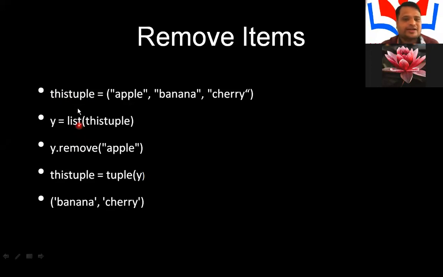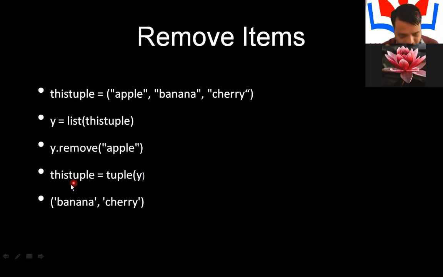So how can I convert a given tuple into a list? Here you can clearly notice that I will be using y equal to list, and then the tuple name. I am using the same tuple name itself. After converting the given tuple into a list, I will be using the remove method. What is the syntax of using the remove method? The list name dot remove, and in brackets, the element you want to remove will be specified here.